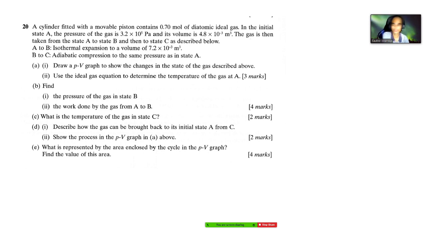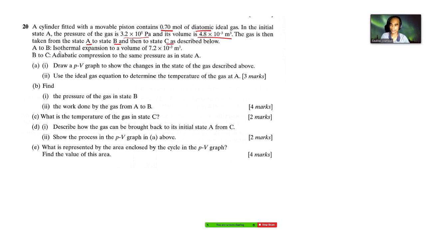Okay. So we continue with question number 20, the last of model paper 1. A cylinder filled with a movable piston contains 0.70 mole of diatomic ideal gas. At the initial state A, the pressure of the gas is with this amount of pressure and volume with this amount of volume. Then the gas is taken from state A to state B and then to state C as described below.